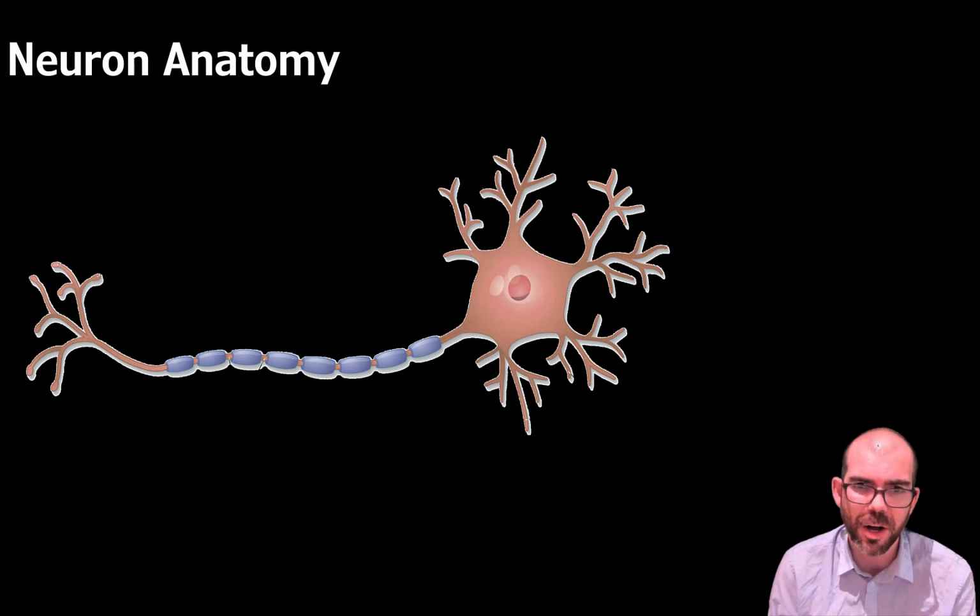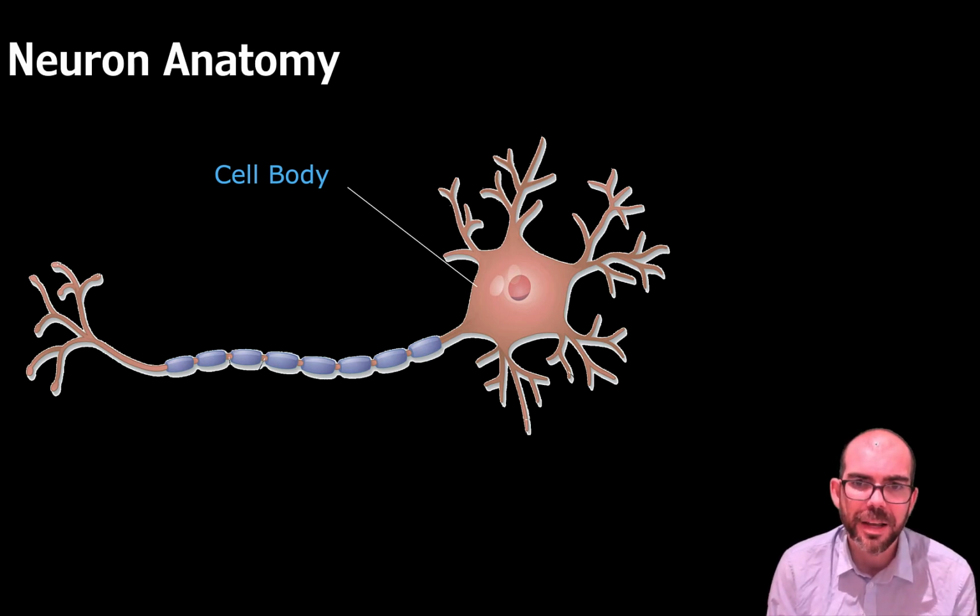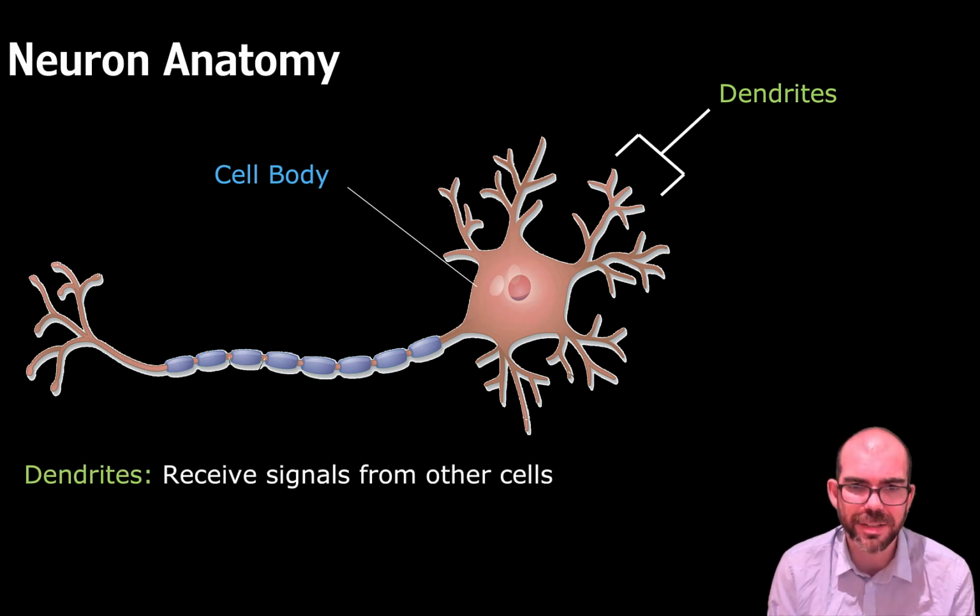So if we're going to talk about the nervous system, we need to understand the special structures on a neuron. The biggest part of the neuron is called the cell body. In the cell body, that's where we'll find the nucleus, the organelles. This is the typical part of any animal cell. Attached to the cell body, you'll see these branching structures called dendrites. Dendrites are able to receive signals from other cells. They cannot send signals, but they can receive them and send them down to the cell body.